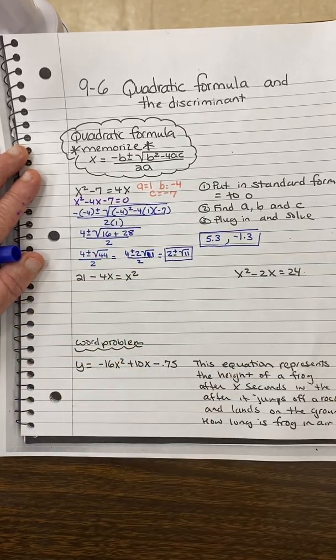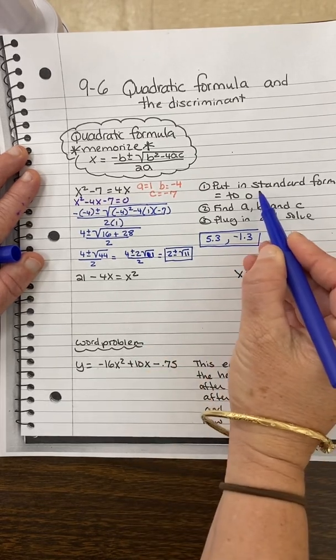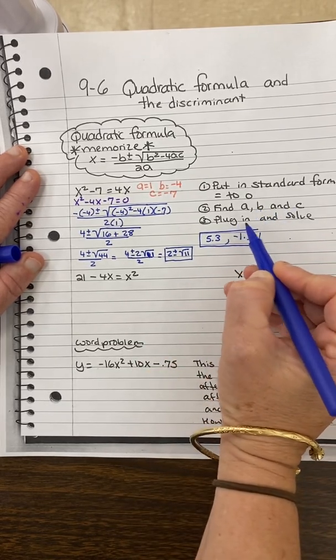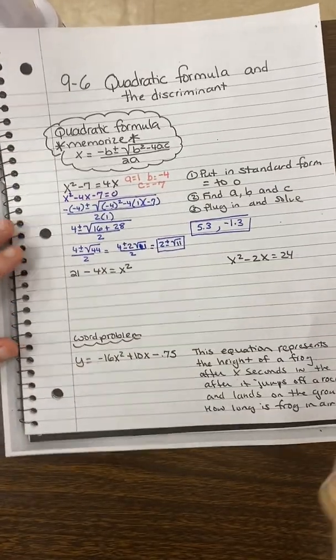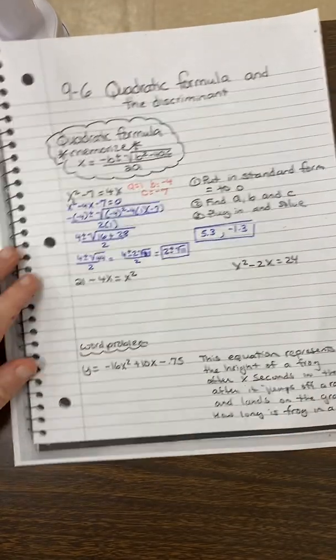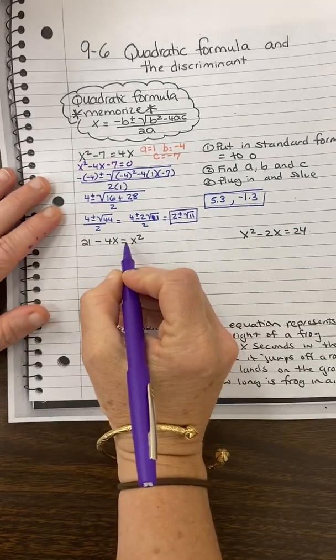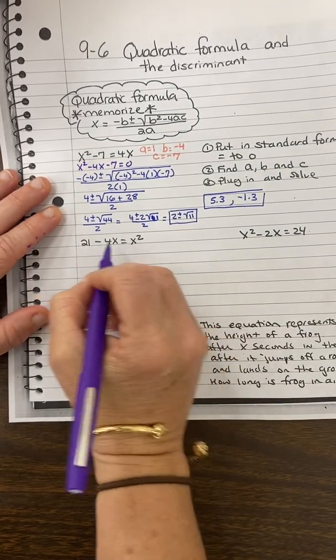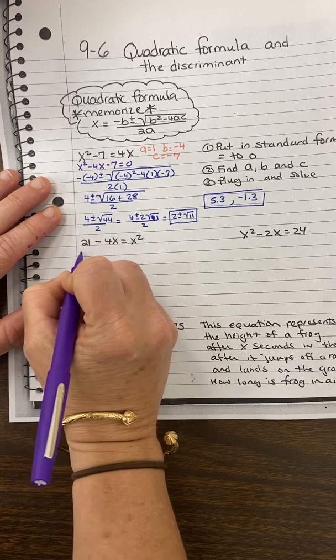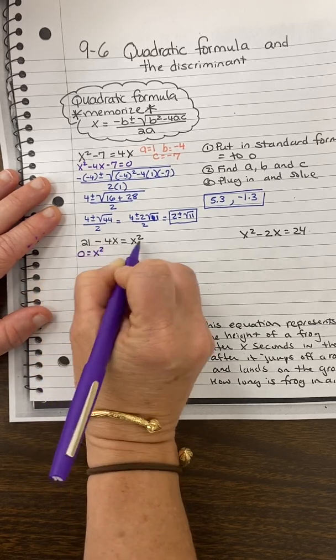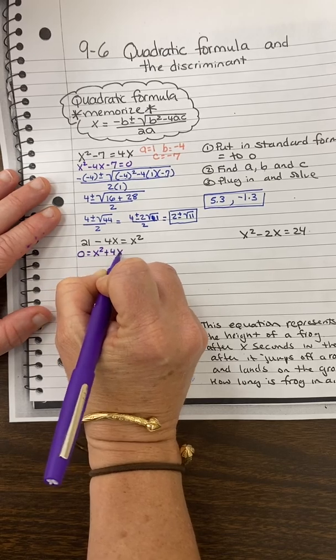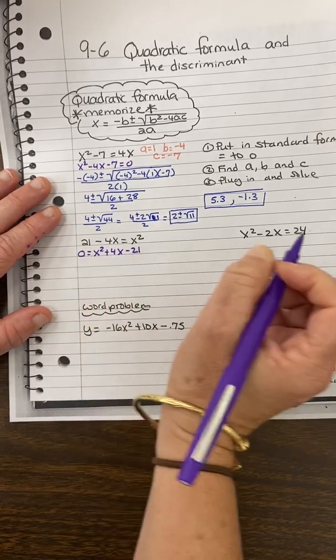All right, so now basically all we did was put it in standard form, find A, B, and C, plug in and solve. All right, so let's look at the next one. Now, when I put this in standard form, I like for my A to be positive. It's not a requirement or anything, so I'm going to go ahead and put my 0 on this side, add 4x to both sides, subtract 21.